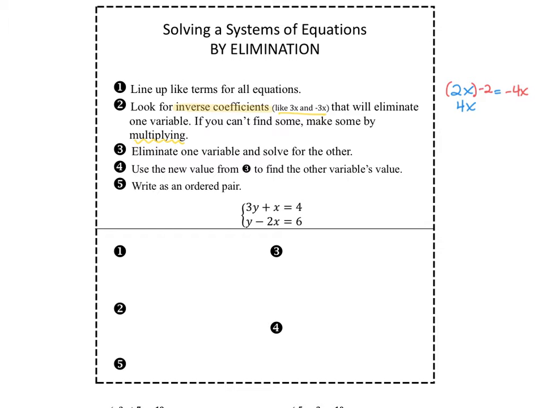We'll look at some examples. Then step 3 is we're going to eliminate one variable and solve for the other. Step 4, we're going to use the new value from step 3, the one we just got, to find the other variable's value. This is just like the last step with substitution, and then step 5, write as an ordered pair. Okay, so let's try an example.